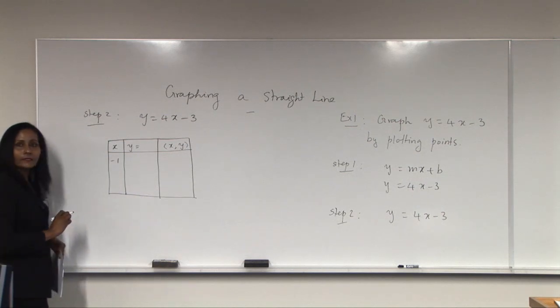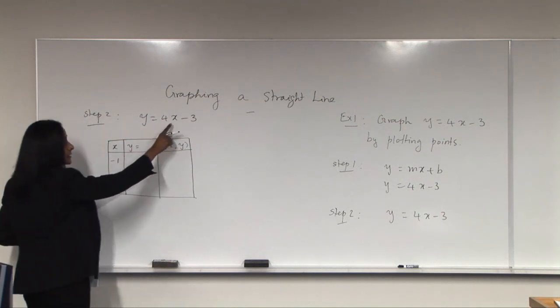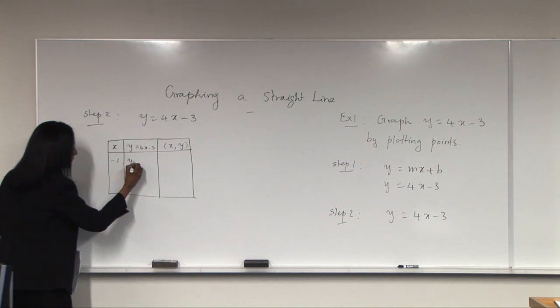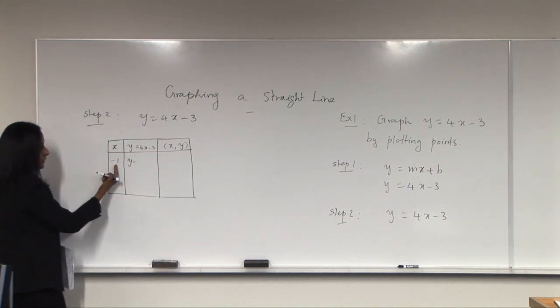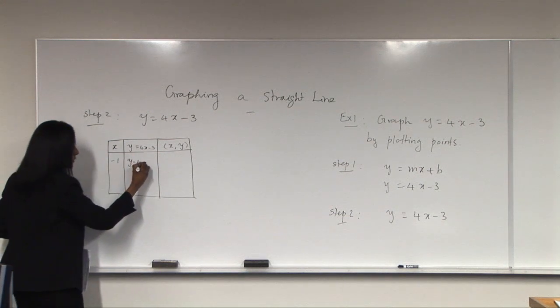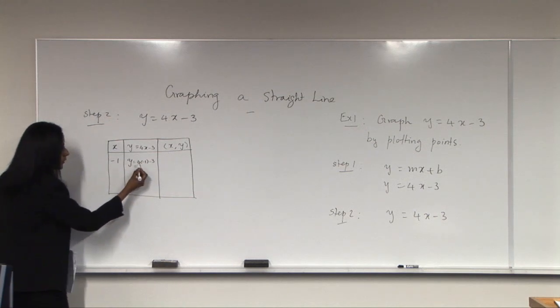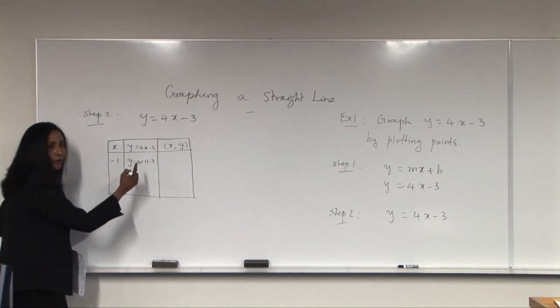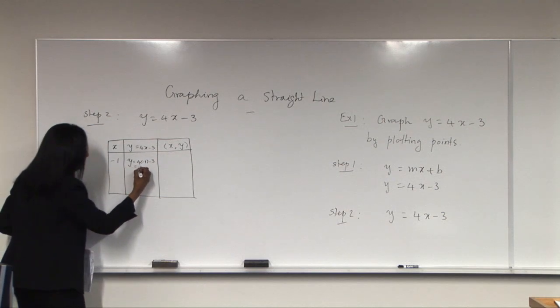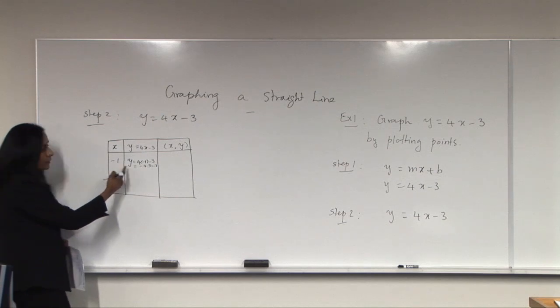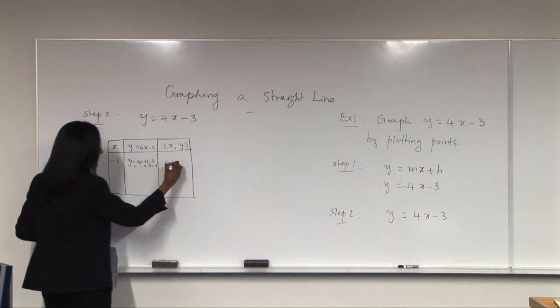So I'm going to give x is equal to negative 1. So when x is equal to negative 1, what's your y? So let me write what your y is here. So y is equal to 4 times negative 1 minus 3. So what is that value? 4 times negative 1 is negative 4. Negative 4 minus 3, negative 7. So when x is negative 1, your y is negative 7.